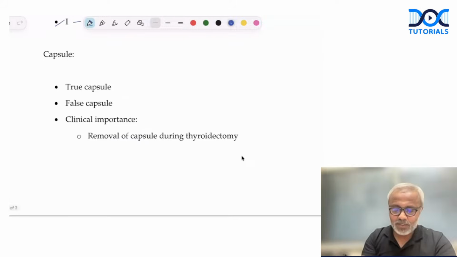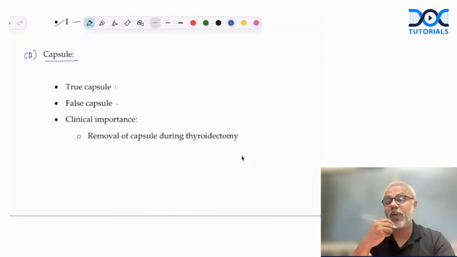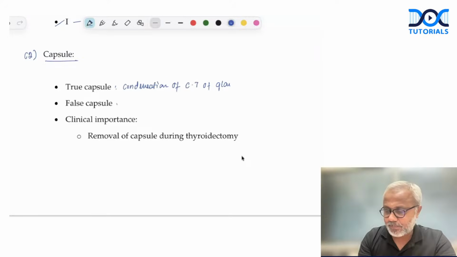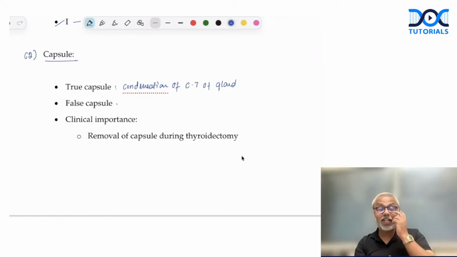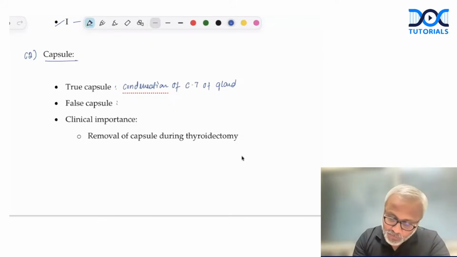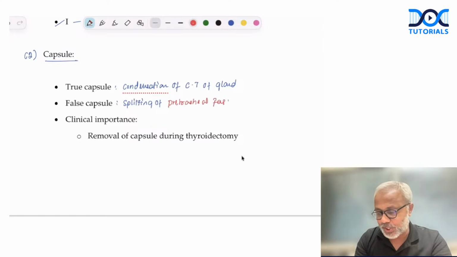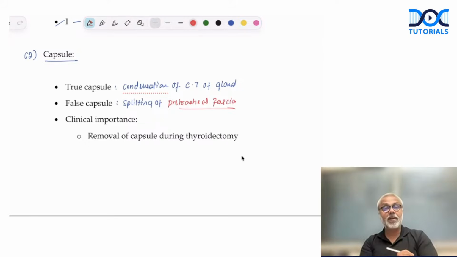Done? Now, the next part is about the capsule, which was given 2 marks. Thyroid gland has a true capsule and a false capsule. The first thing is how this is formed should be written. True capsule is formed by the condensation of the connective tissue of the gland. So the connective tissue capsule of the gland condenses to form the true capsule, whereas the false capsule is formed by splitting off an important fascia, which is called the pretracheal fascia. This you must highlight so that the examiner will actually catch this pretracheal fascia.